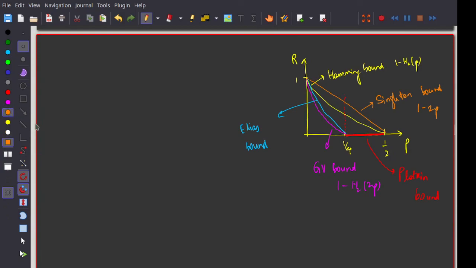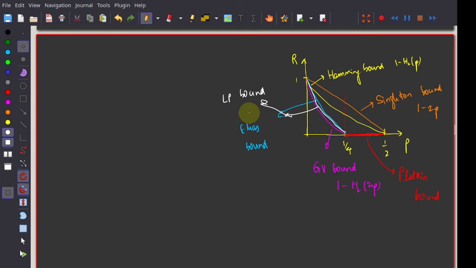which looks like this. It's in between the Elias bound and the GV bound. But now there is still a little bit of a gap between the LP bound and the GV bound. So that is really the best known result on the size of binary codes for asymptotically large n.